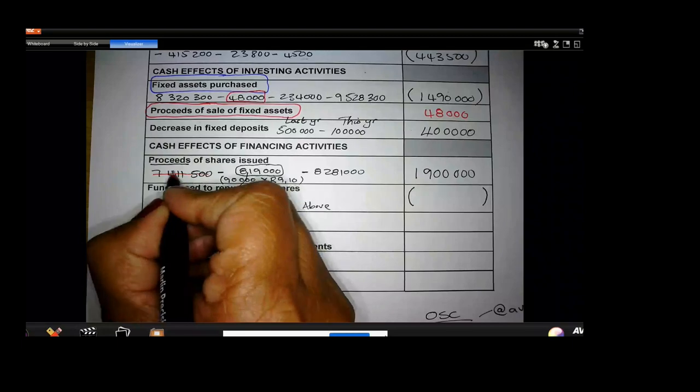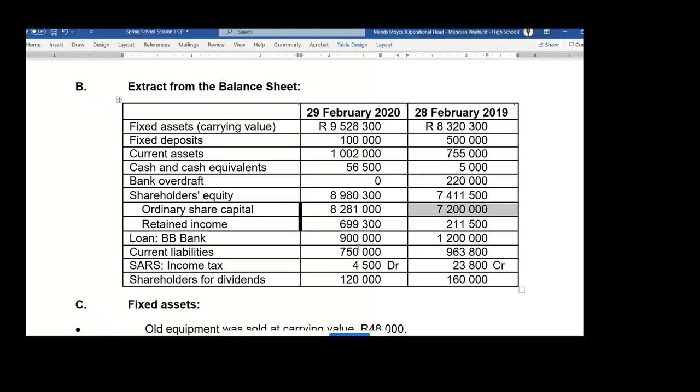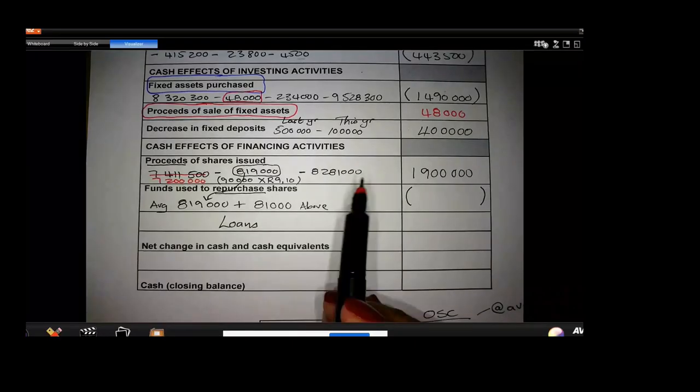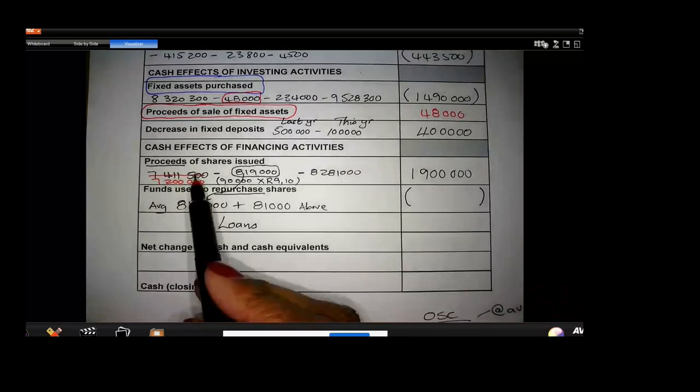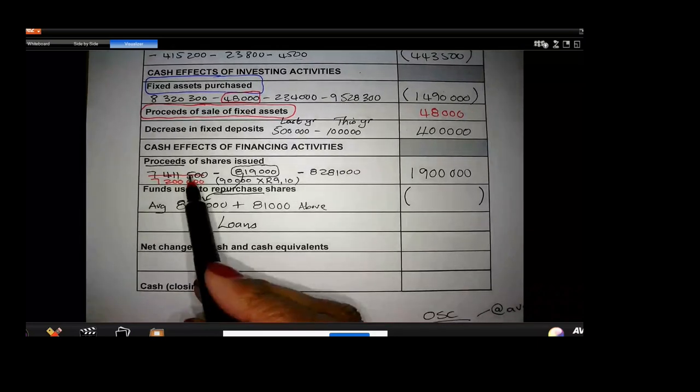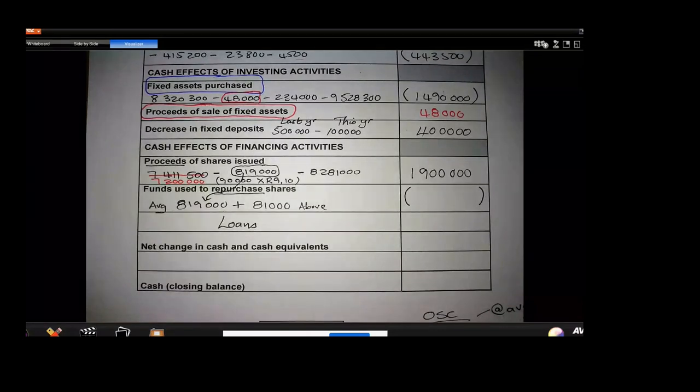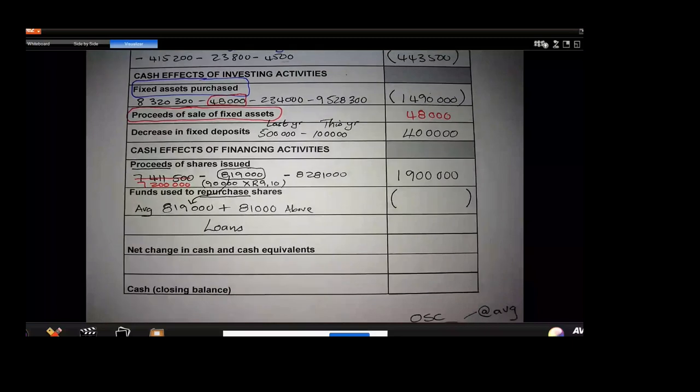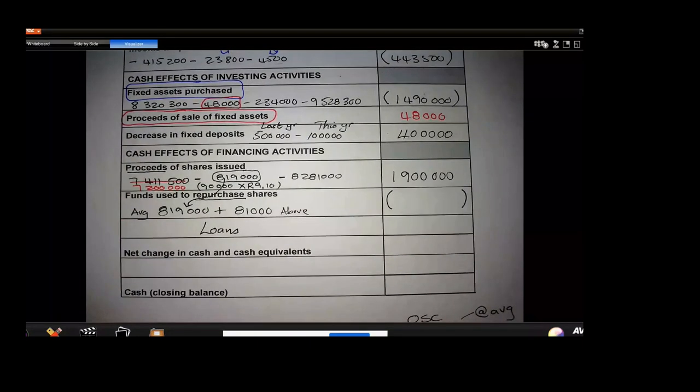Excuse me, ma'am? Yeah. Sorry. 7,200,000. That's right. That must be used. Thank you, ma'am. That amount is right there. Let me just show you. It's that amount that I made a mistake. But then you say that minus will give you the 1,900,000. My apologies, I just copied in the wrong amount. Is that the only question? Yeah, sorry, I used the wrong amount.